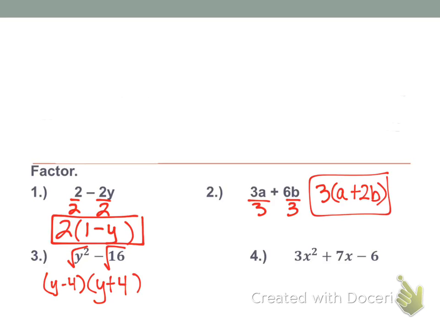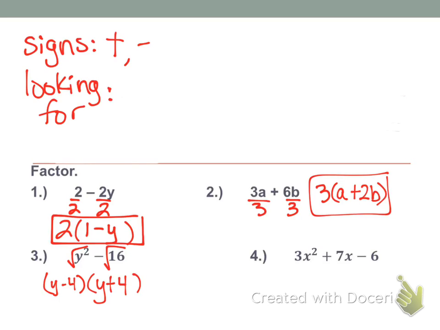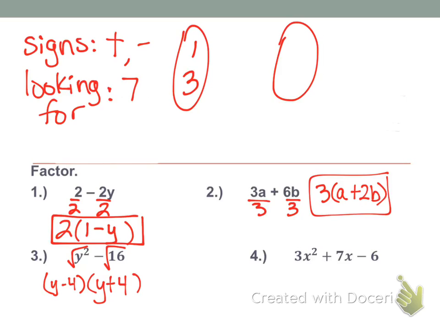First, it's important to know what our signs are going to be. What do we think? Positive and negative. Good. If we have a negative constant, we need one of each. What are we looking for? Good. We're looking for a positive 7. What are my only options for my first bubble? 1 and 3. For my second bubble, I've got a couple options.